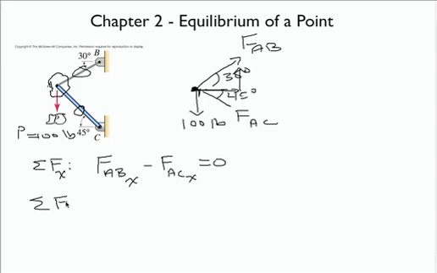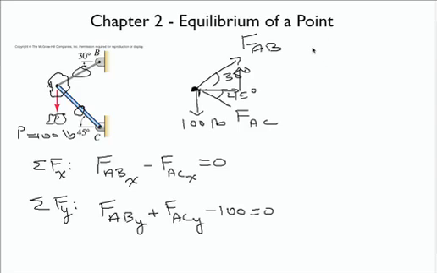And then some forces in the y, we just catalog our forces in the y, right? And so FABY plus FACY, both are positive, and then we have minus 100 pounds equals 0. All right, so here's our x components.